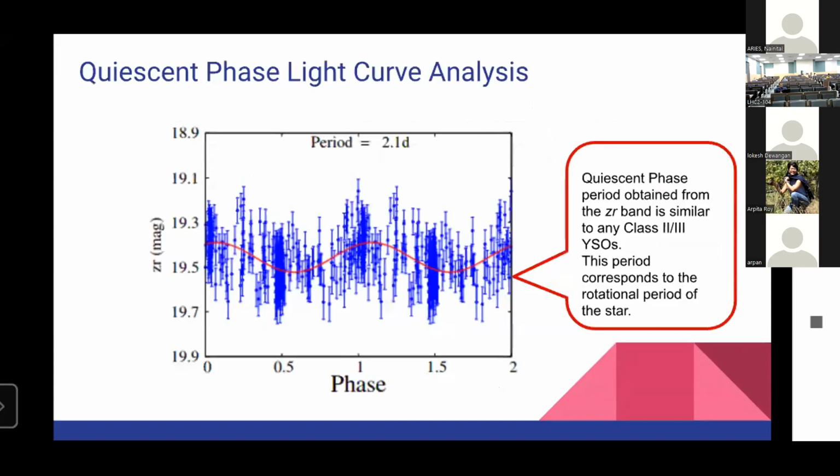Next, we performed the period analysis and calculated the periodicity of the source in the quiescent stage. We found that the source exhibited a period of around 2.1 days, which is typical of normal class 2 or 3 kind of sources of YSOs.